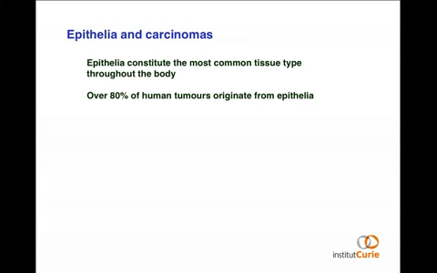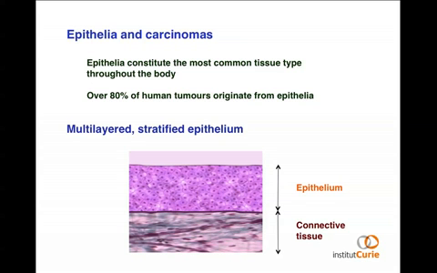Epithelia constitute the most common tissue type in our body. They line the entire surface of the body, as well as its cavities and tubes. Partly because they are under constant cell renewal, they are at the origin of most human tumors. Epithelia can either consist of a single layer of cells or be multilayered when they serve a protective function.